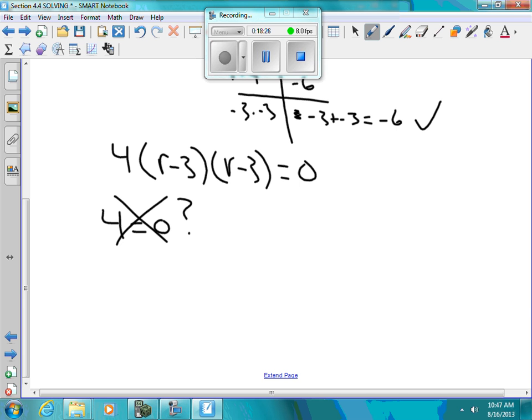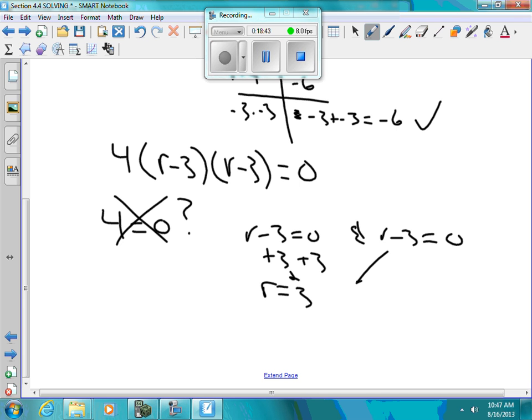Now if it was a 4r, then we could solve it. We'd have r equals 0. But it's just 4, so that goes away. We have r minus 3 equals 0, and we have r minus 3 equals 0. It's a repeated solution. We add 3 to both sides. We're going to get r equals 3 for both, right? It's the same thing here and here. So r equals 3 is our only solution.